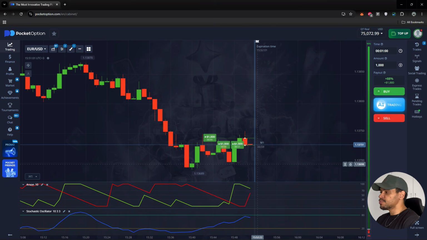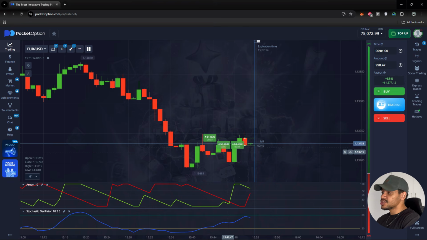A majority of people who are losing money in trading are losing because of money management. For me, again, this is 133%. $1,000 is 133% of my balance. So 3 trades like this is merely 5%, which you should not cross as well when you're trading by yourself. Never go above 5% of your balance when you're trading.